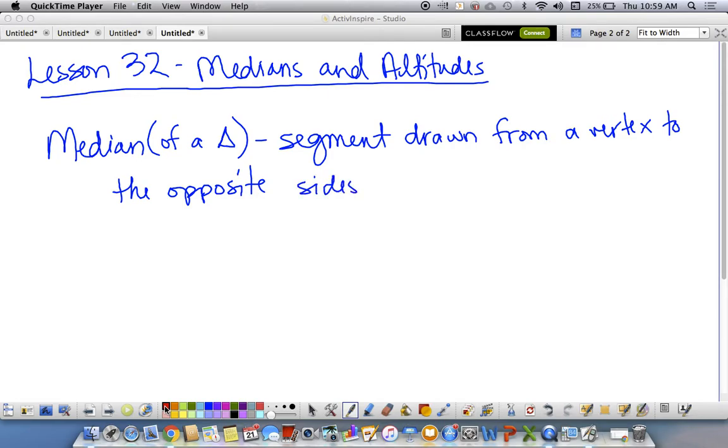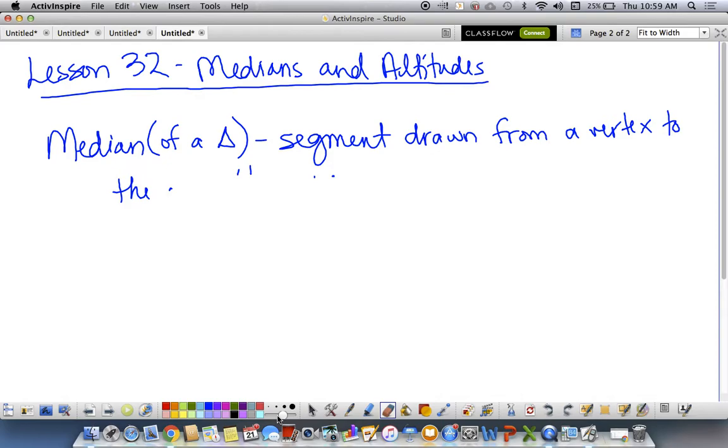Midpoint. I probably should have phrased that a little different. If you haven't written it down, I'm going to rephrase it. To the midpoint of the opposite side. To the midpoint of the opposite side.